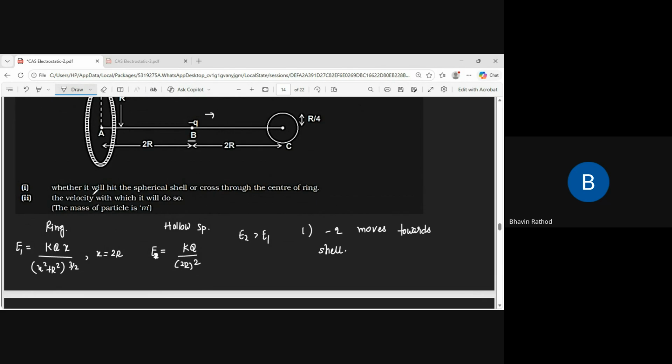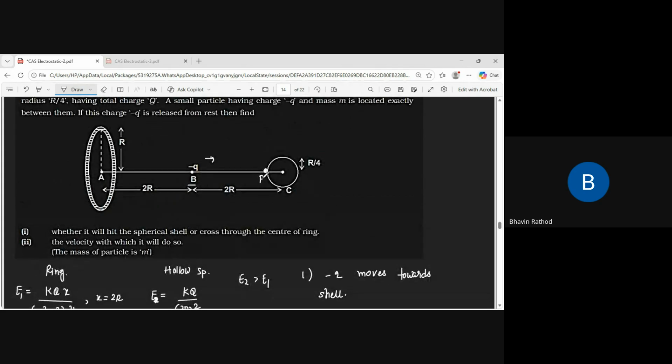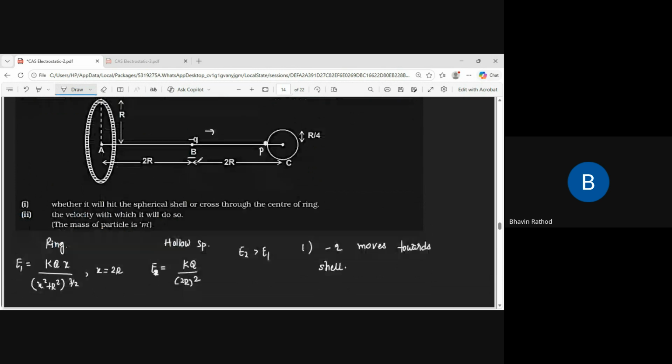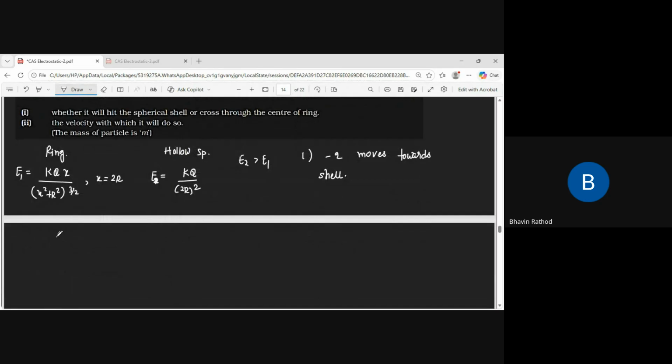Now, in the second part, we want to find with what velocity it will reach the shell. So clearly we want to find out what will be the velocity of this point charge at this point, let's say point P over here. For that, we can use the idea of conservation of energy. We know that electrical force is conservative in nature, so the total energy of the system will be conserved. At point B, what is the energy we can say at B?